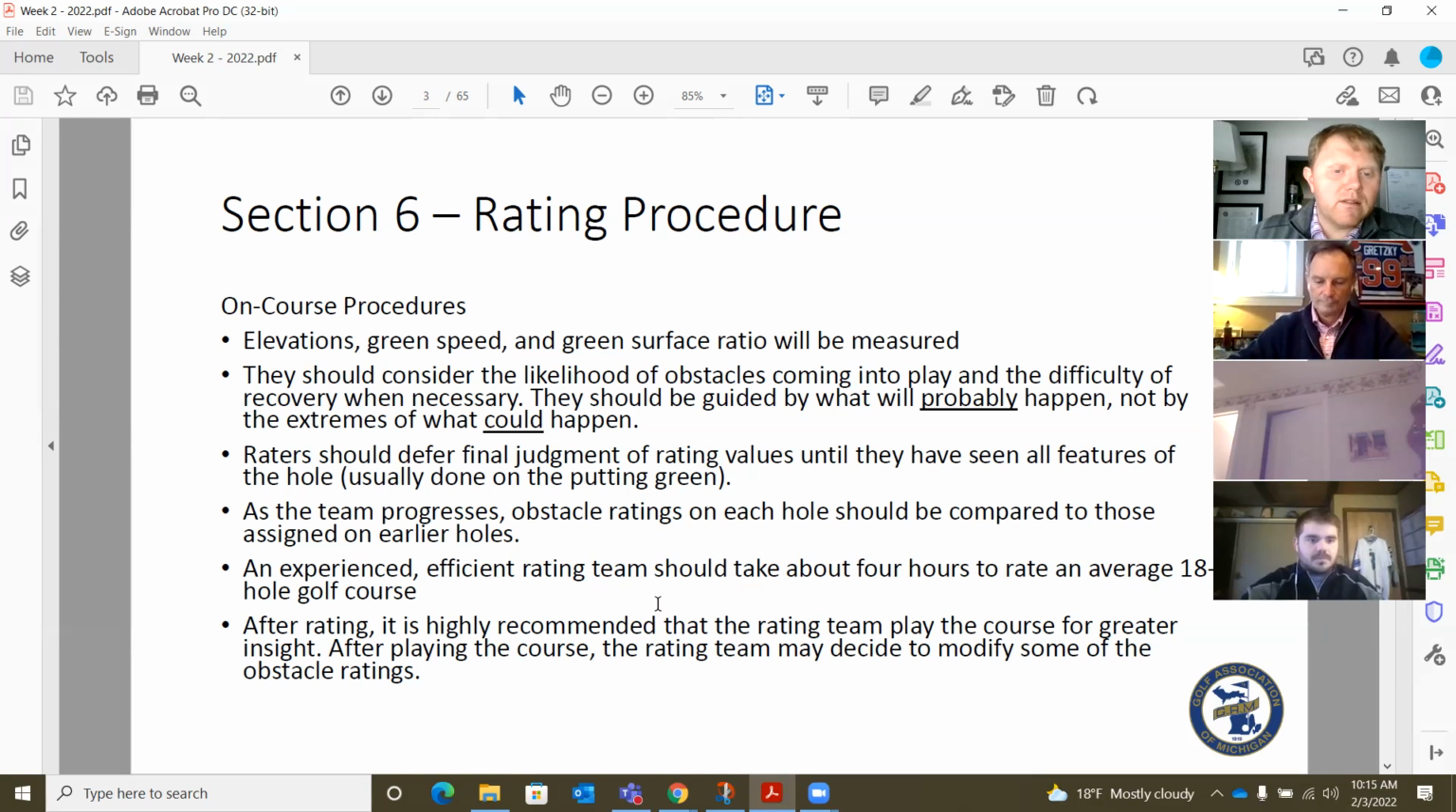But if you do happen to notice something that you didn't notice before, it's good to let the captain know so we can make some minor adjustments. And typically a majority of the adjustments that we make after playing are very minor, or things that might apply to a handful of holes, not necessarily a bunch of them.